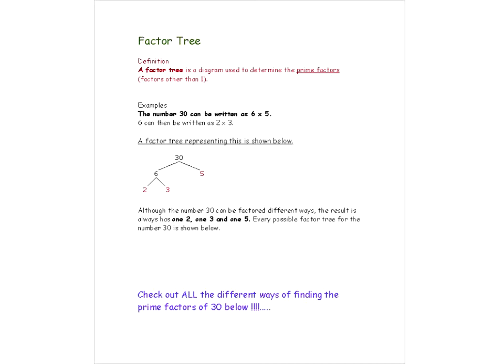So here's an example, guys. The number 30 can be written as 6 times 5, and 6 can then be written as 2 times 3. So here's the factor tree. We take 30, we break it up into 6 times 5.